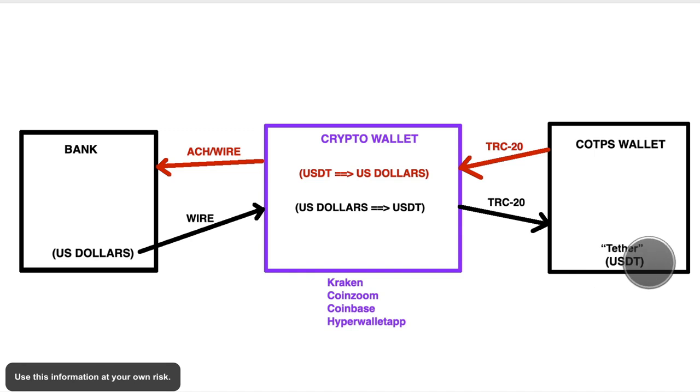Now USDT is the same value as US dollars. So if you have 1,000 US dollars, that's equal to almost exactly 1,000 USDT. It fluctuates a little bit. Like earlier today, one tether was worth $1.02. And then 15 minutes later, it was 1-to-1. So it changes a little bit, but not much. It's pegged pretty well to the dollar.